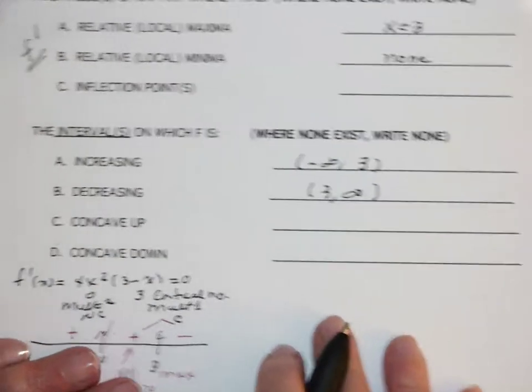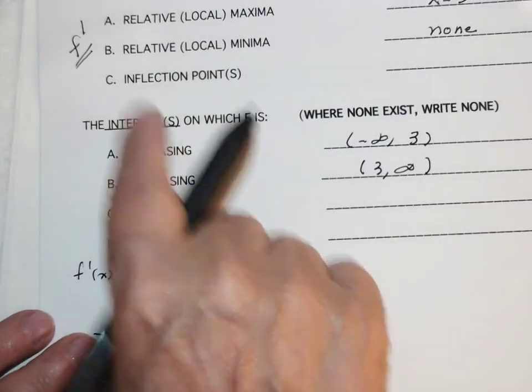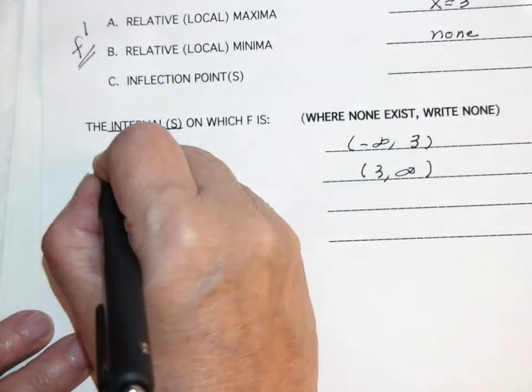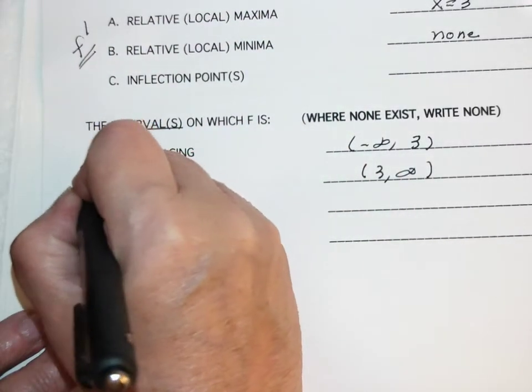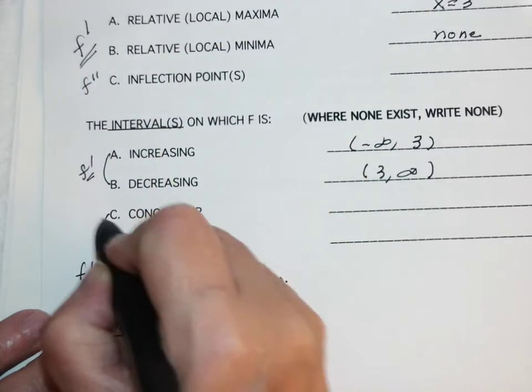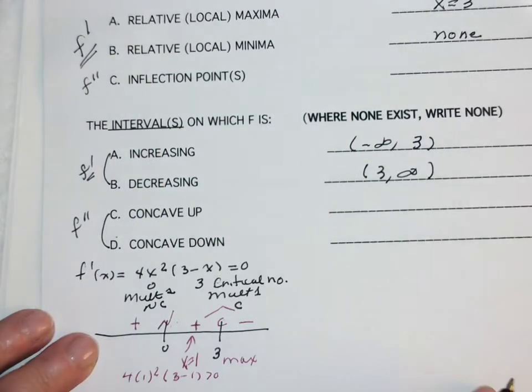Now we deal with inflection points, concave up, concave down. Again, increasing and decreasing is f prime. Inflection point, that's f double prime. Concave, f double prime.